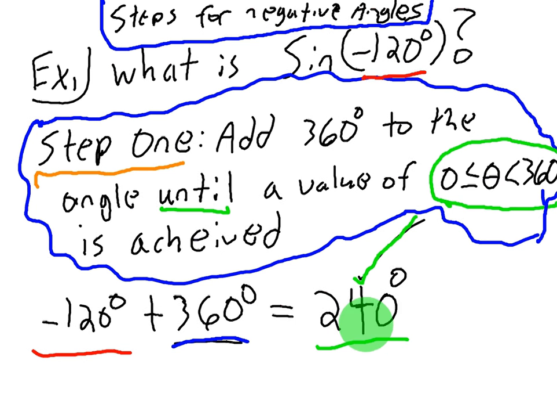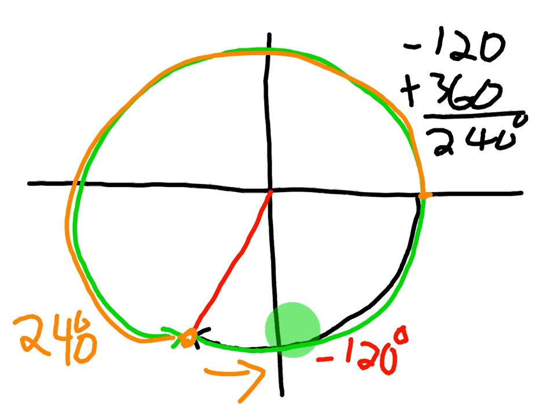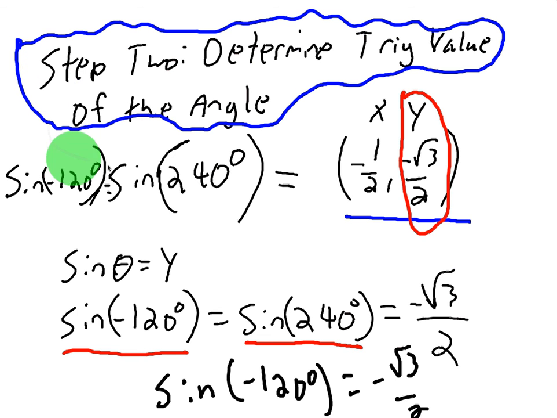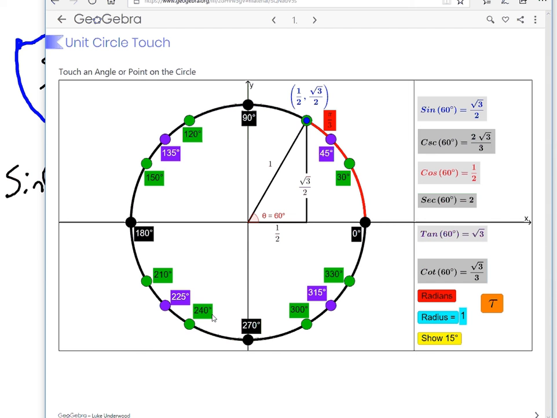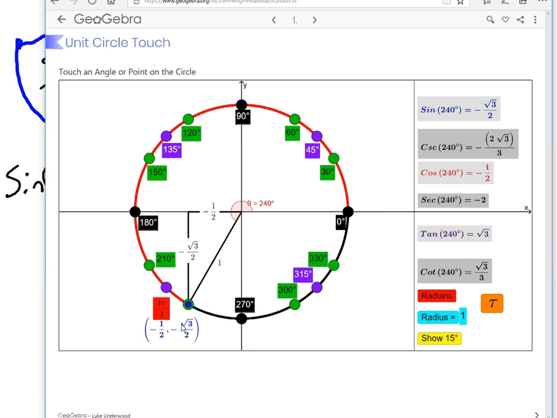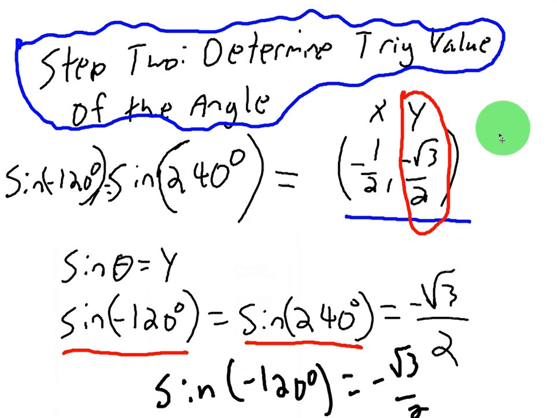Since we're dealing with negative 120, if we add 360 once, we end up at 240, which is exactly the same angle. And then we can just evaluate from there. Sine of 240, let's bring up our unit circle. 240 is going to be down here. That's our point, negative 1/2 comma negative square root of 3 over 2. Sine is the y value, so it's negative square root of 3 over 2. And so that means that sine of negative 120 is also negative square root of 3 over 2. That's all you have to do for trig values of negative angles. If you have any other questions about that, let me know.